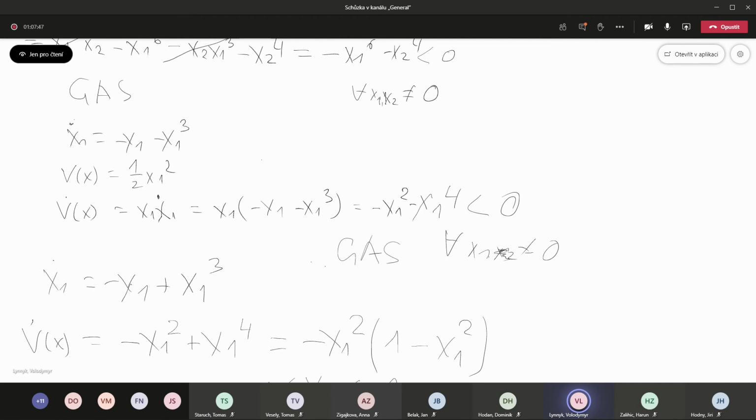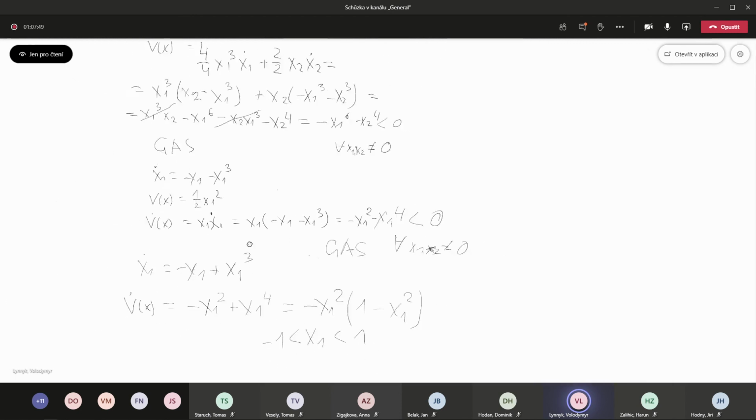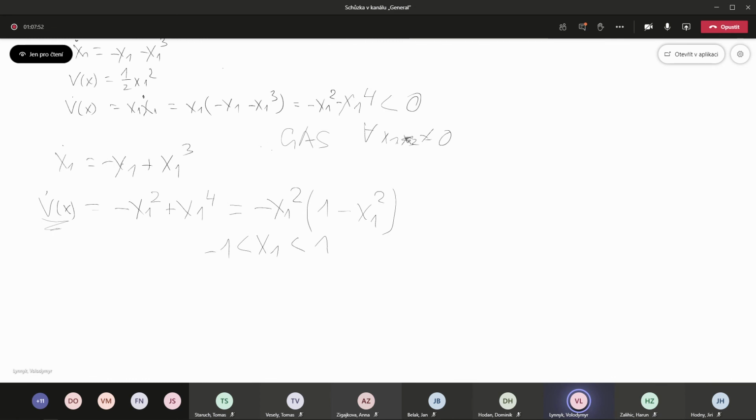On this interval, this function is negative. On this interval, this function is negative definite. This function V dot is negative definite if x1 is between -1 and 1. And on this interval, this system is locally asymptotically stable, but we know this interval when this function is stable. Any question? Okay.